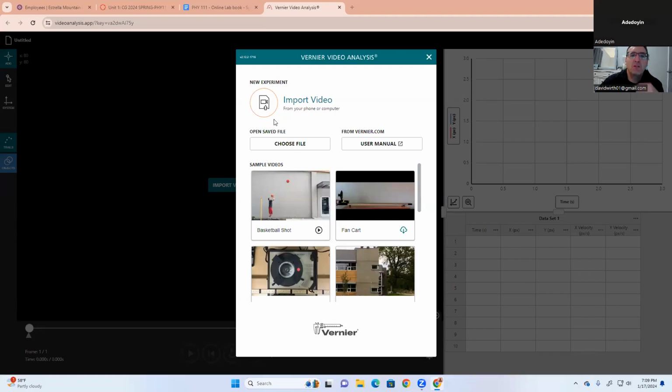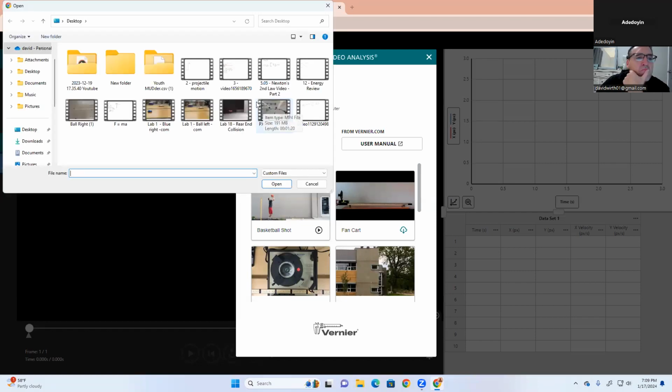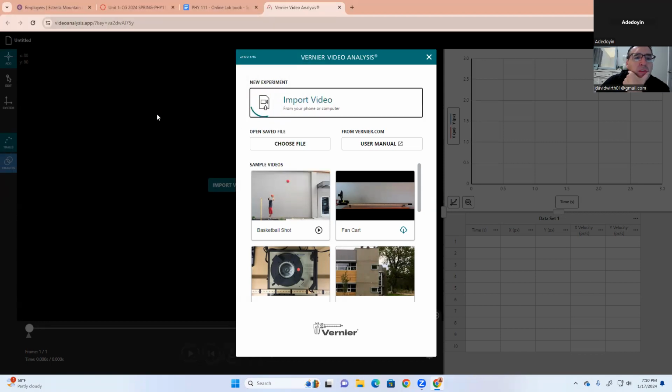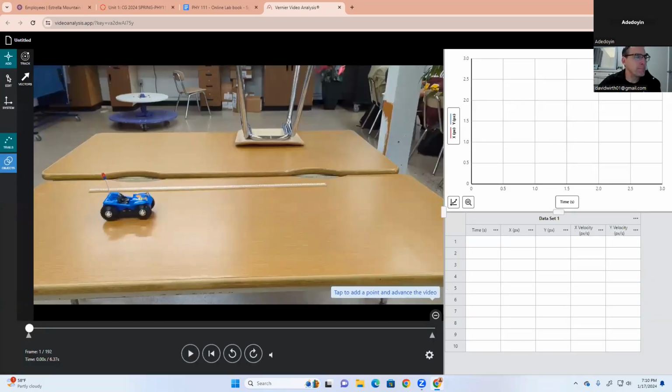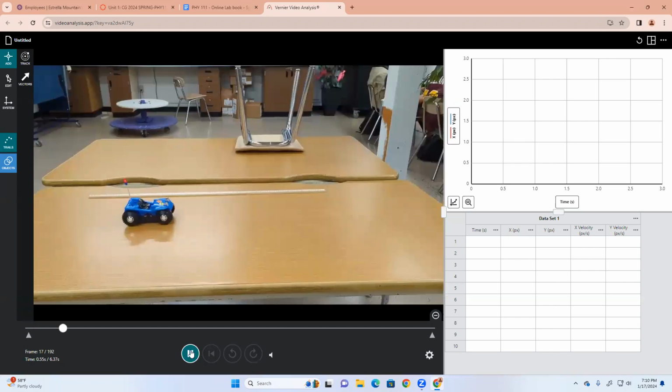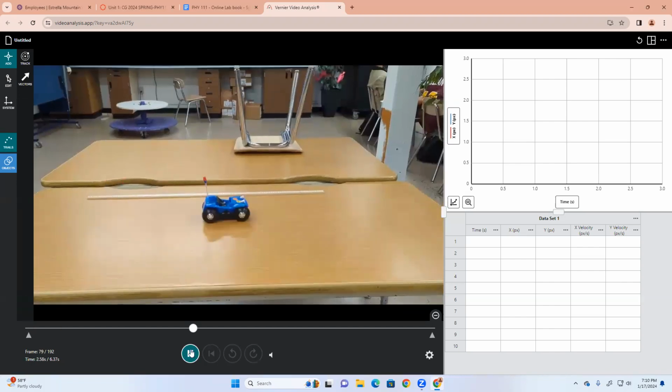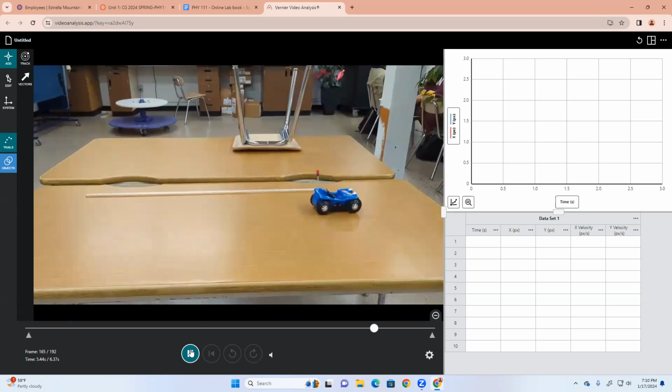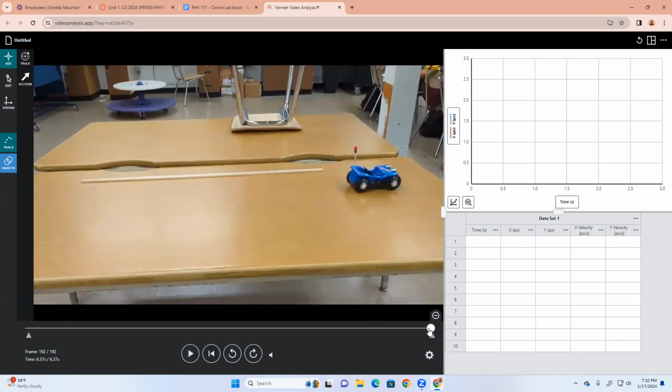All right, let's talk about how to use this Vernier Video Analysis program. I'm going to go ahead and import a video. I'm going to import a blue car that's traveling to the right. And so this video shows the car moving to the right there. Nothing too exciting. I'm going to go and analyze this motion.